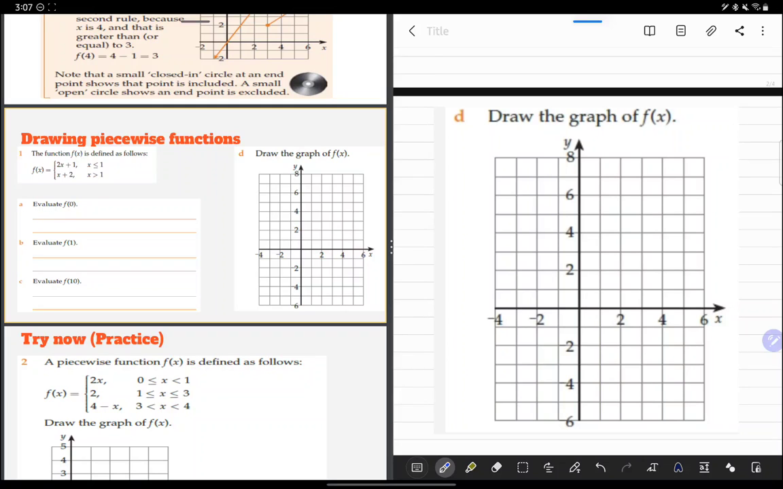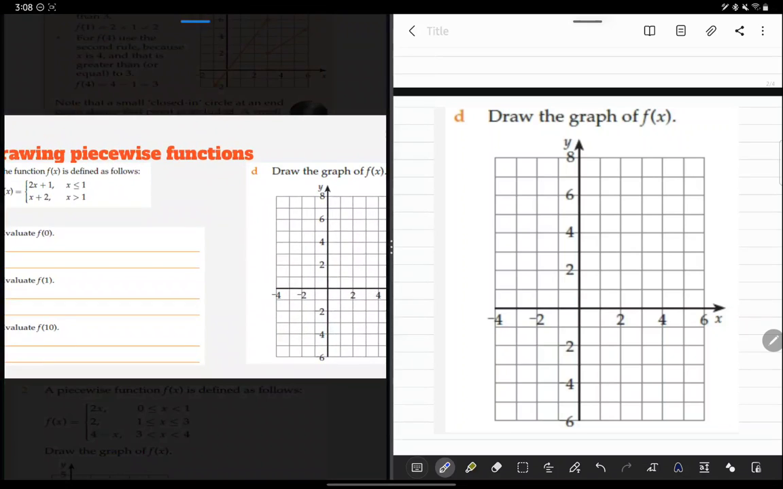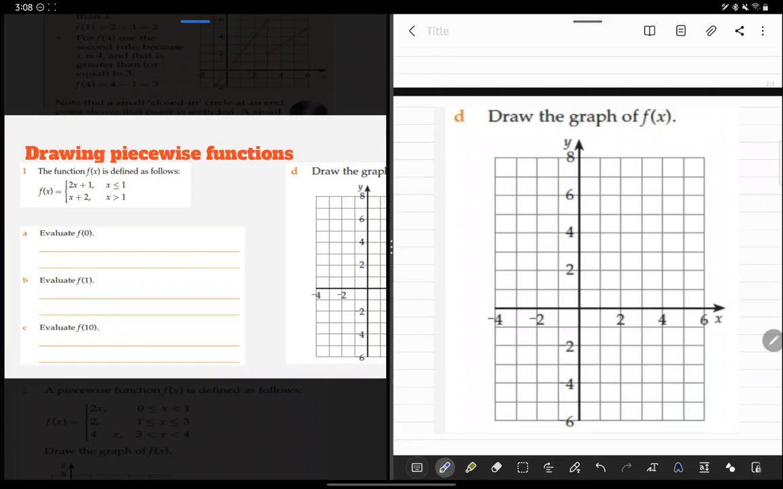When x is equal to 1 or less than 1, so all of this area here, all this way to the left, should be 2x plus 1. Right? As you can see on the left there. So 2x plus 1. How does it go? We graph it, but we just stop at x equals 1. We graph it as we know. So I know at x equals 0, that function is going to be right there.